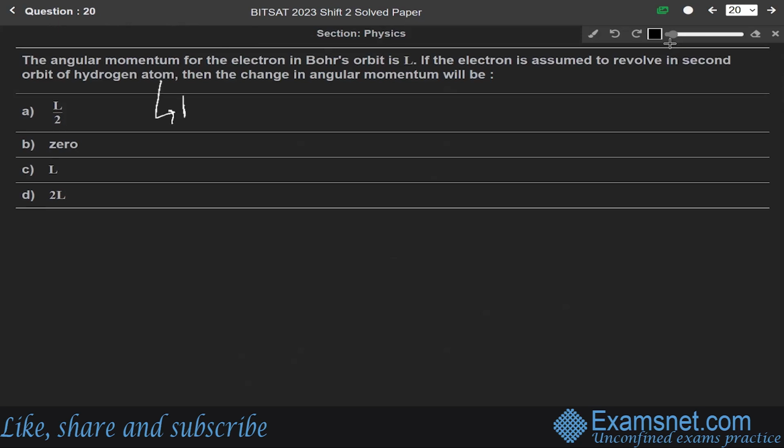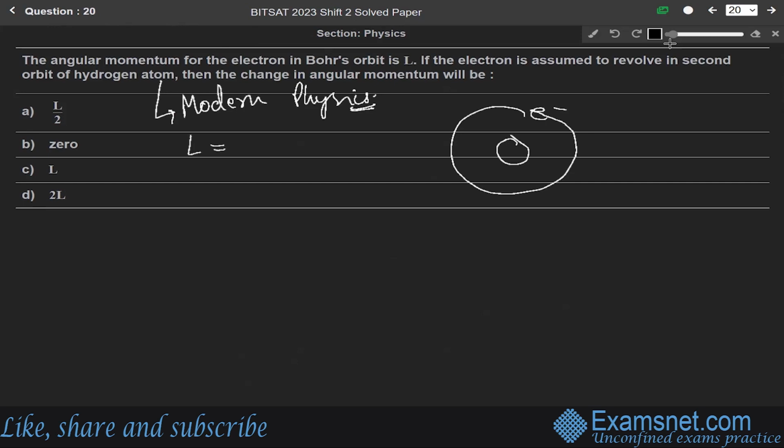So again, this question is from the chapter of modern physics. We know that from Bohr's quantization rule, whenever an electron revolves in an orbit around the nucleus, its angular momentum L is equal to an integral multiple of h over 2 pi, nh over 2 pi. This is Bohr's quantization rule.